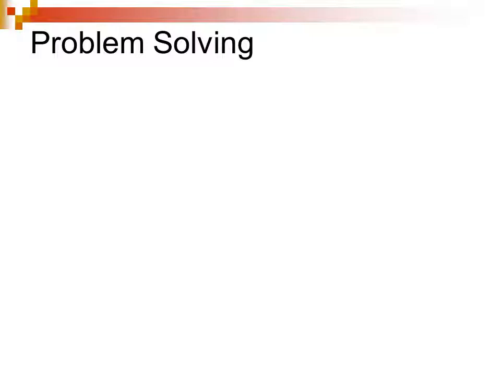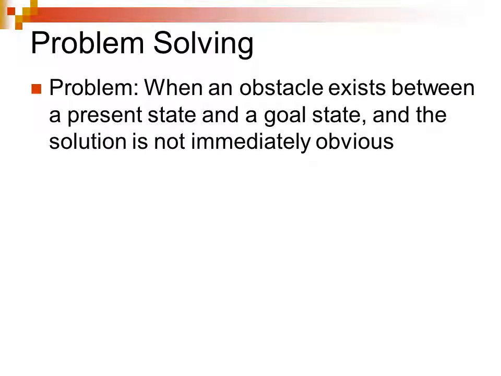So let's begin by defining the term problem, which is when an obstacle exists between a present state and a goal state, and the solution is not immediately obvious.